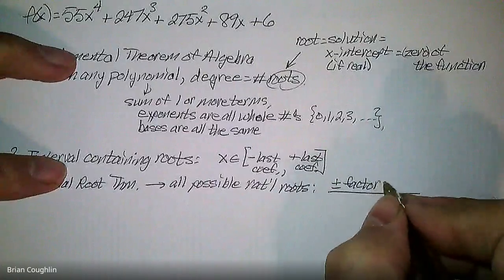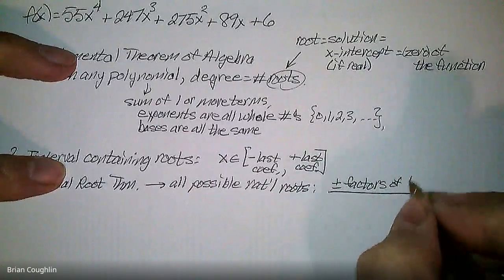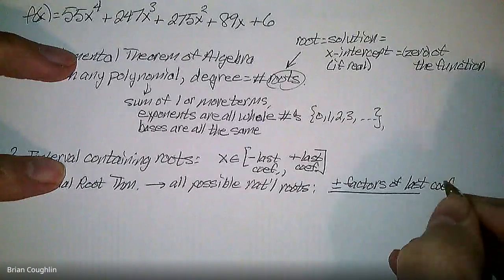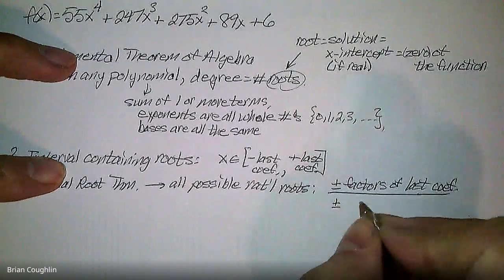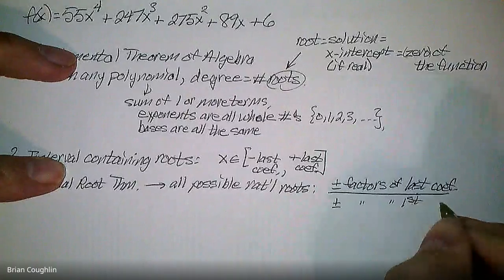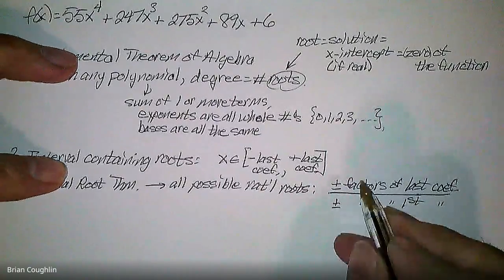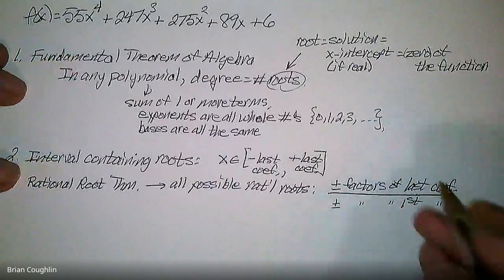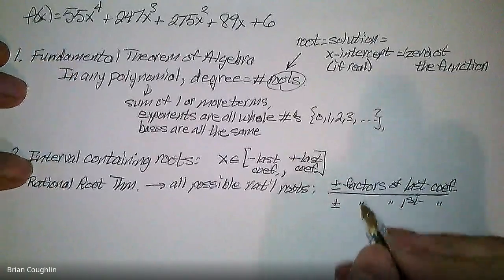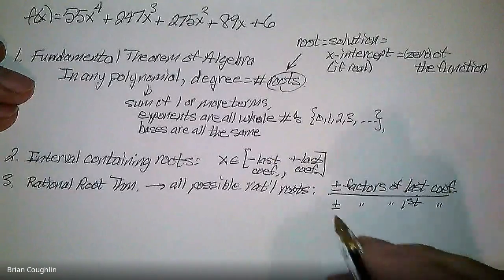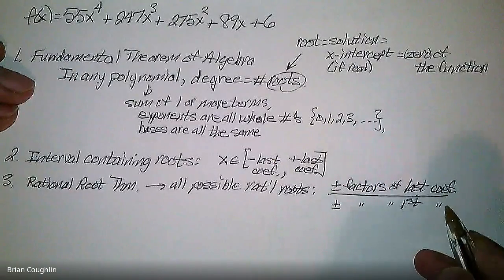factors of the last coefficient over plus or minus, I'm going to do ditto marks here, factors of the first coefficient. Does that make sense? This just means the same as above. It's called a ditto mark, in case you haven't heard that before. It means ditto, it's the same as above. So plus or minus factors of the last coefficient over plus or minus factors of the first coefficient.